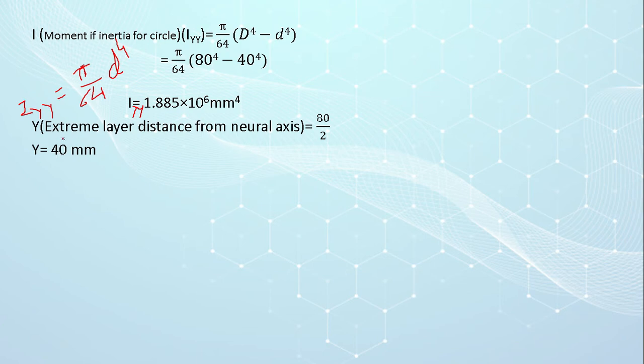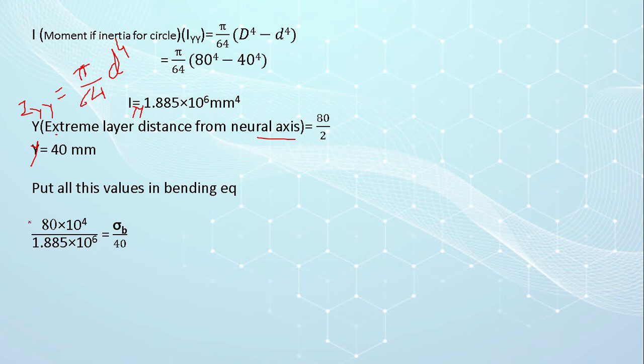Now small y, the extreme layer distance from the neutral axis. As the external diameter is 80, half of the external diameter, 80 divided by 2, therefore small y is equal to 40 mm. So put all these values in the equation. This is the value of bending moment, this is the value of moment of inertia, and this is y, and sigma b is unknown. So bending stress sigma b is equal to 16.97 Newton per mm square.